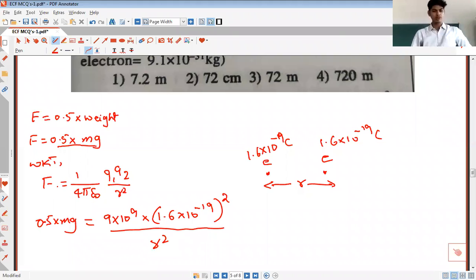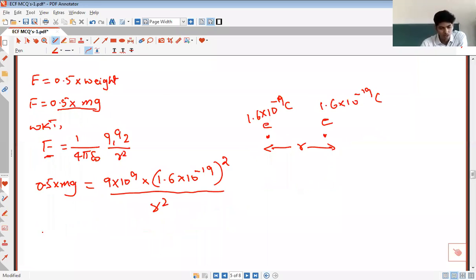So the force between two electrons was given to us. The force is written as 0.5 times the weight of an electron. Weight of an electron is m into g. That equals 1 by 4 pi epsilon naught, substituted as 9 into 10 to the power of 9, into Q1 into Q2, which is 1.6 into 10 to the power of minus 19 whole square, divided by r square, where the distance is unknown. We will further evaluate this. This can be written as 0.5 into, see, the mass of an electron is 9.1 into 10 to the power of minus 31 kg.